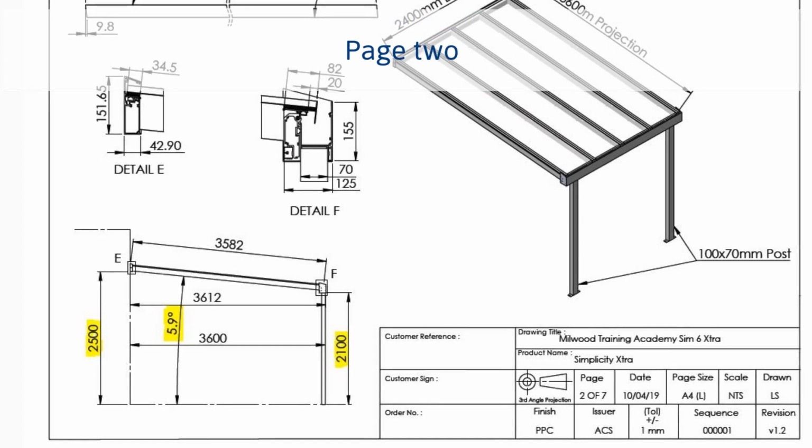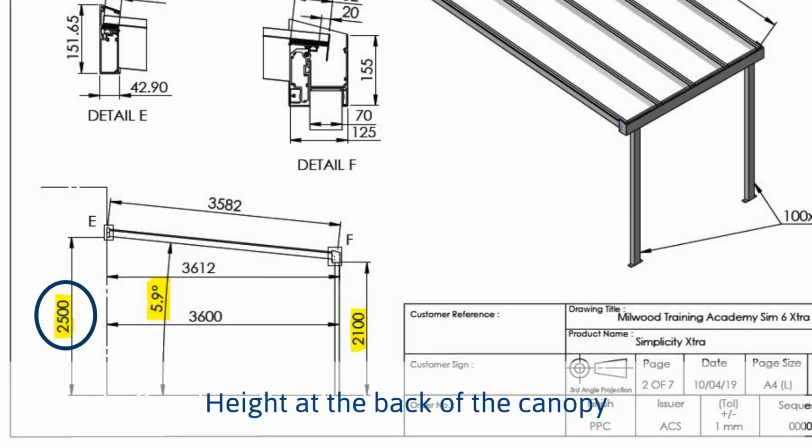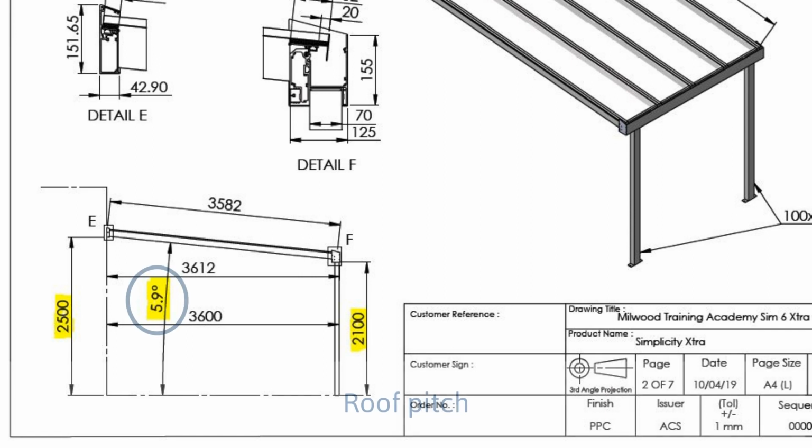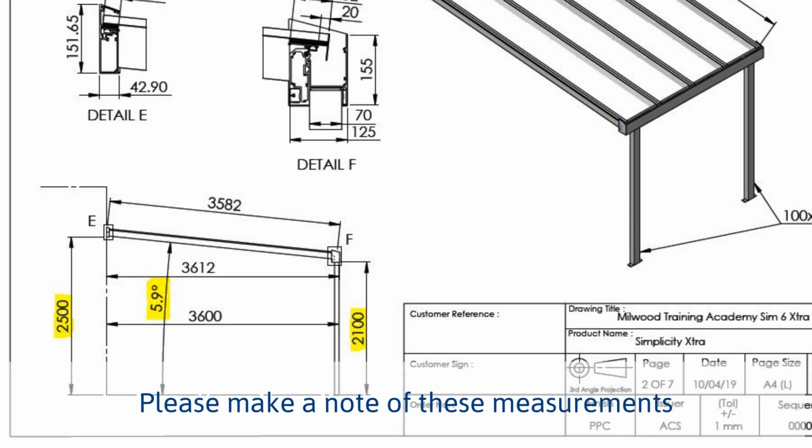Moving on to page 2, in the bottom left-hand side of the drawing, you can see that the height at the back of this canopy is 2,500 millimeters, and the height at the front is 2,100 millimeters, resulting in a 5.9-degree roof pitch. This is valuable information that will help you locate the center of the concrete pads and the positions in which you will bolt the posts to the floor. Therefore, please make a note of these measurements.